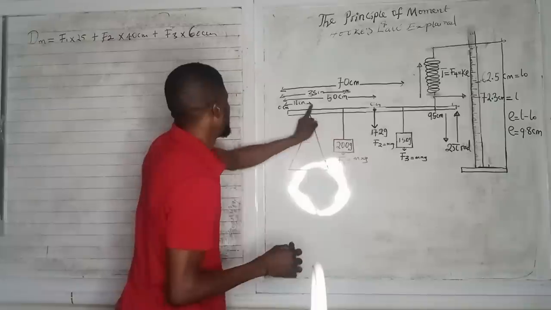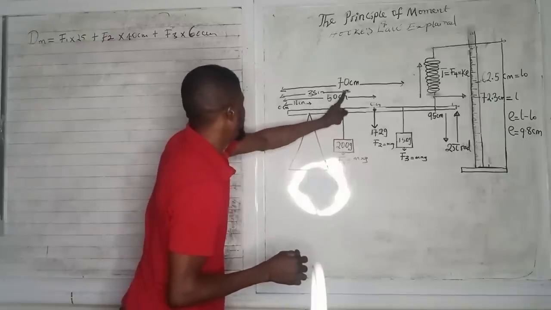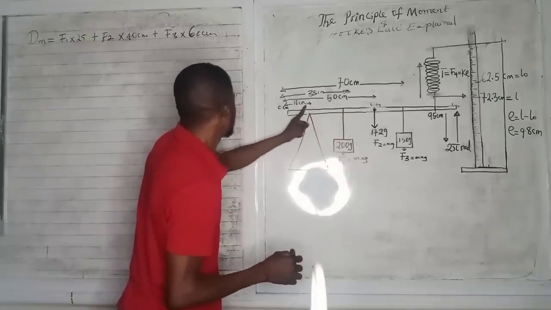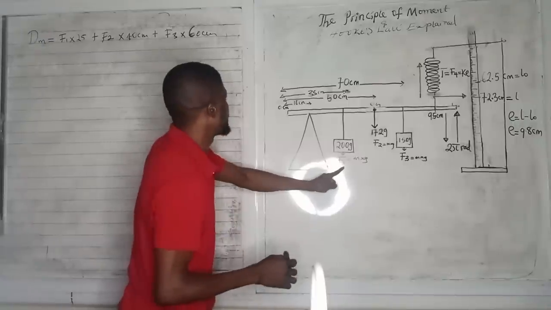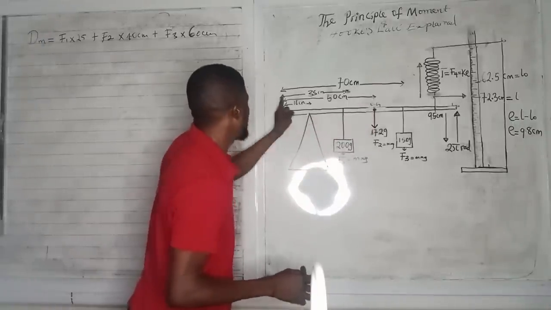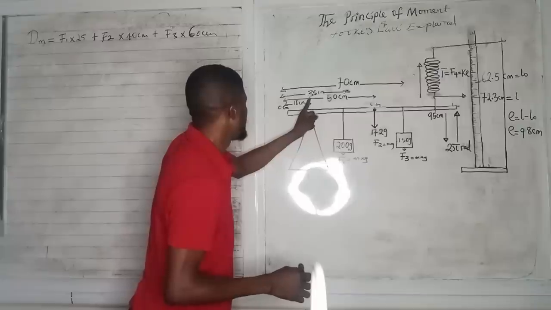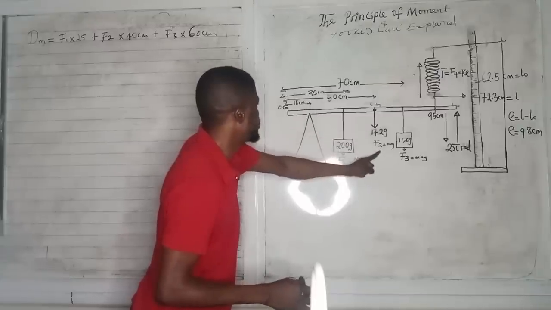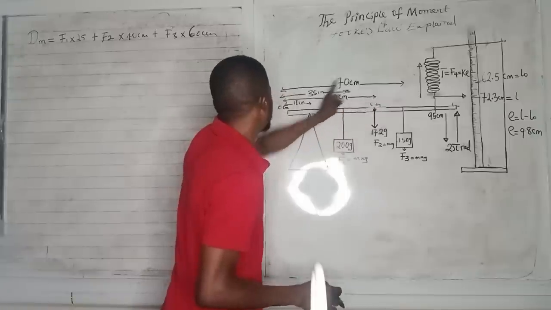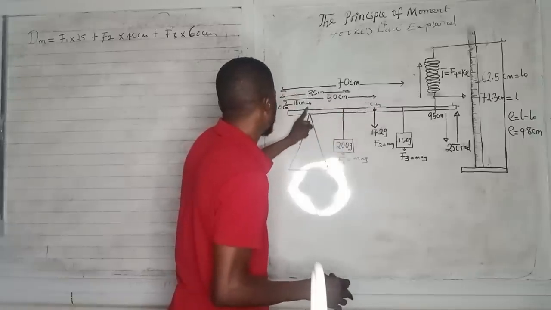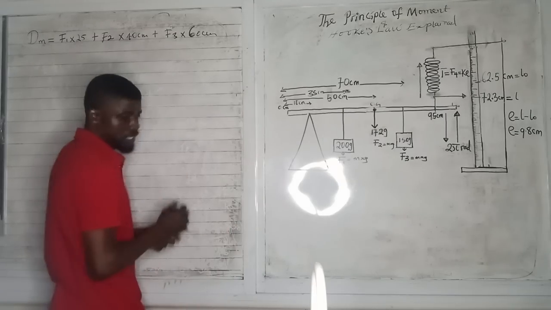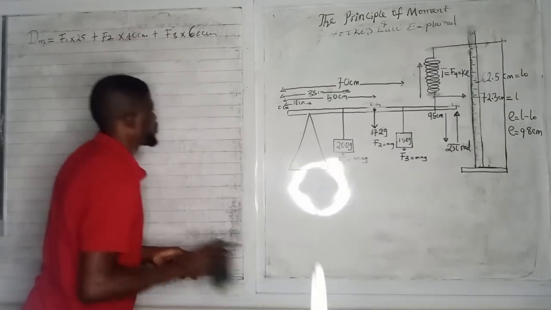F1 times the distance from here to here, that is 35 minus 10, which gives 25. So 25 times F1. F2 is at 50 minus 10, that is 40, so 40 times F2. F3 is 70 minus 10, 60, so 60 times F3. So let's slot in the values.